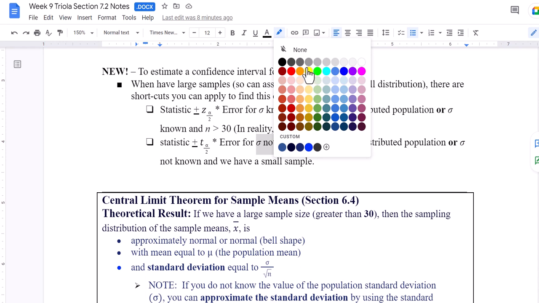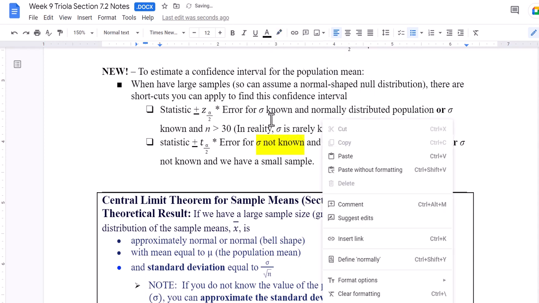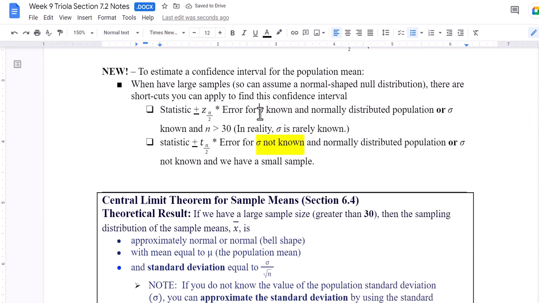So this is a pretty big deal. When we know the standard deviation of the population, then we use the z-scores as we did for proportions. We're going to be looking at the z-scores table. But when we don't know sigma, or we have a small sample, less than 30, we're going to use a t-distribution.